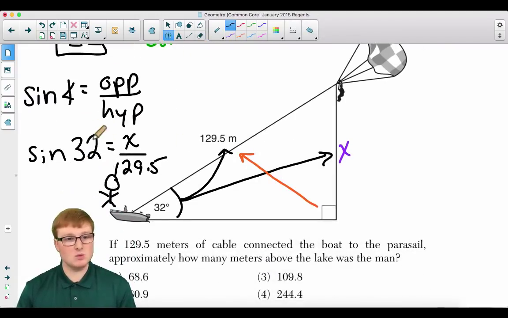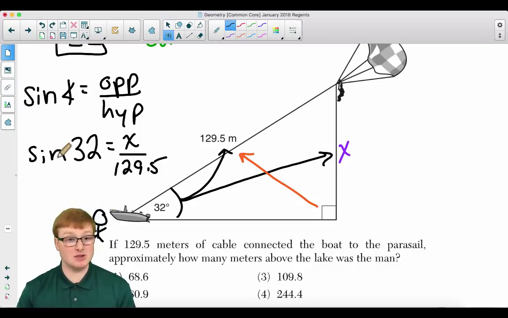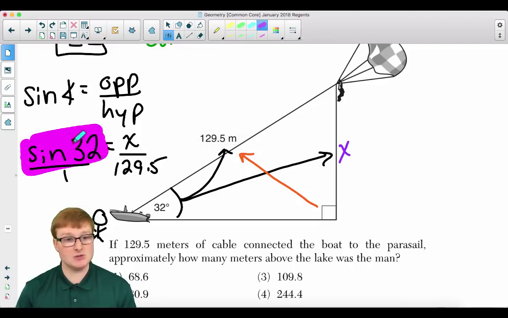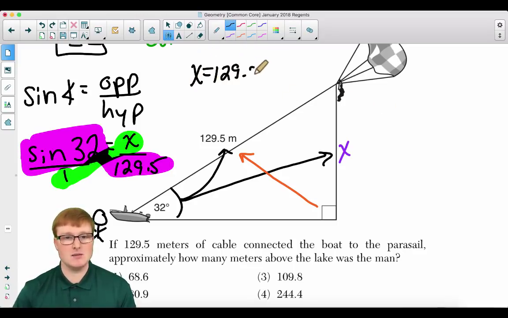Now, when we're given one of these types of equations, what we need to do is cross multiply. I put that sine of 32 over 1, and we just simply cross multiply these two numbers. So the sine of 32 times 129.5, and then x times the 1. Okay, so we're looking for the answer of x is equal to 129.5, the sine of 32 degrees.